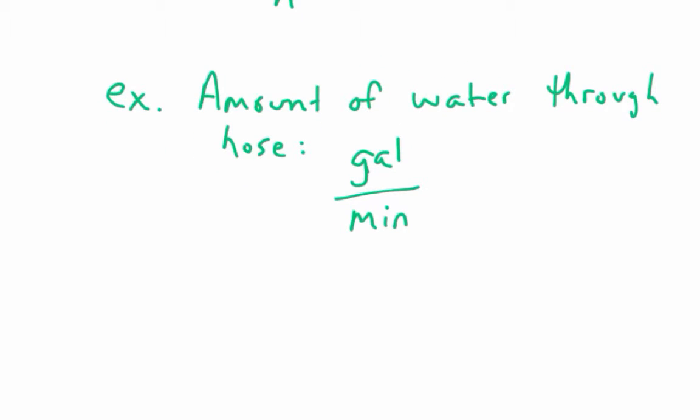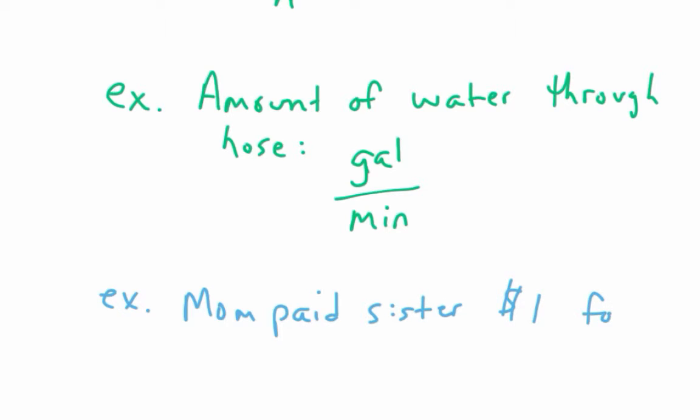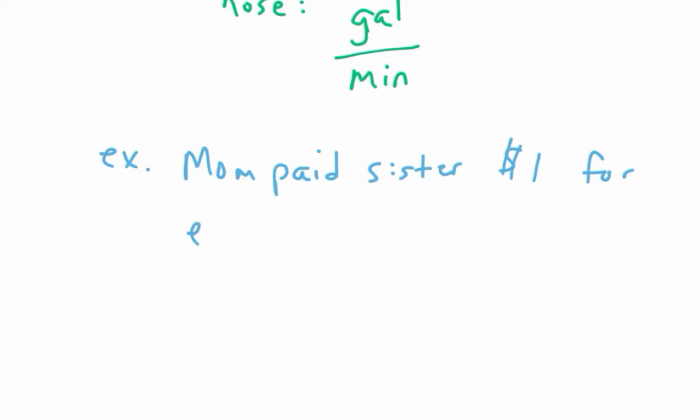All right, last one. My mom started getting gray hairs when I was a kid. I remember going down the road. My mom would pay my sister to pluck out gray hairs. So I'm going to say Mom paid my sister $1 for every 20 gray hairs.